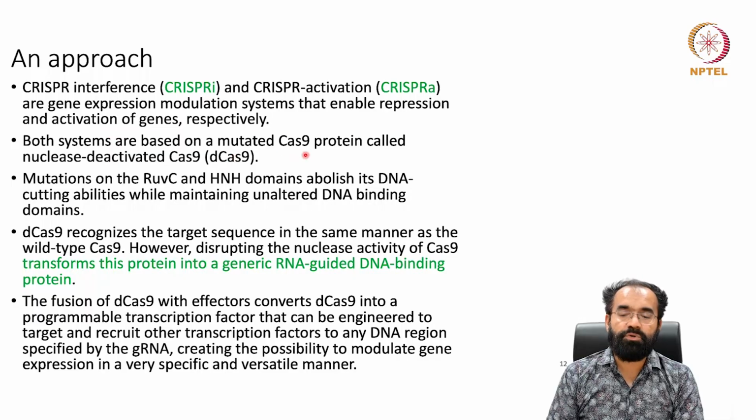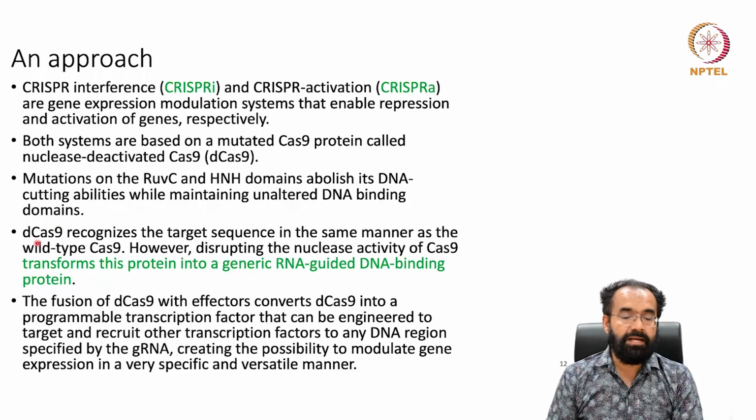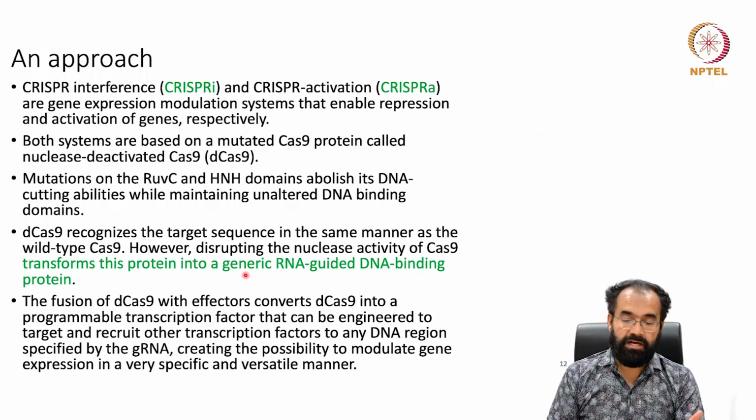Both the systems are based on a mutated Cas9 protein called nuclease deactivated Cas9, also known as dCas9. Mutations in the RuvC and HNH domains abolish its DNA cutting abilities while maintaining unaltered DNA binding domains. It will still bind to the DNA, but it does not cut the DNA. dCas9 recognizes the target sequence in the same manner as the wild type Cas9. No change in that. However, disrupting the nuclease activity of Cas9 transforms this protein into a generic RNA guided DNA binding protein. It just binds to the DNA.